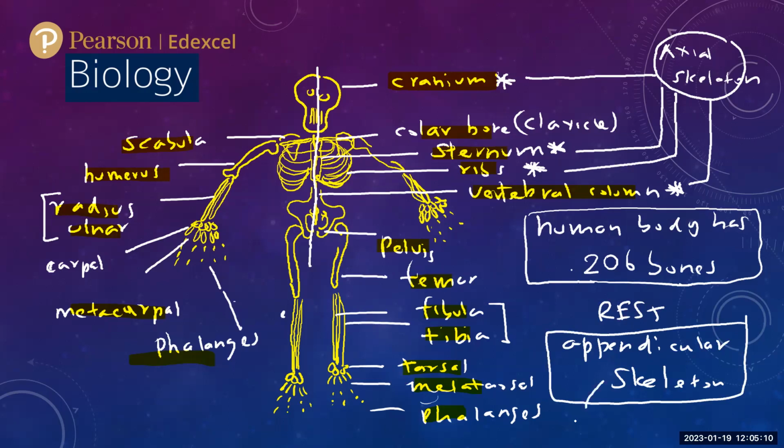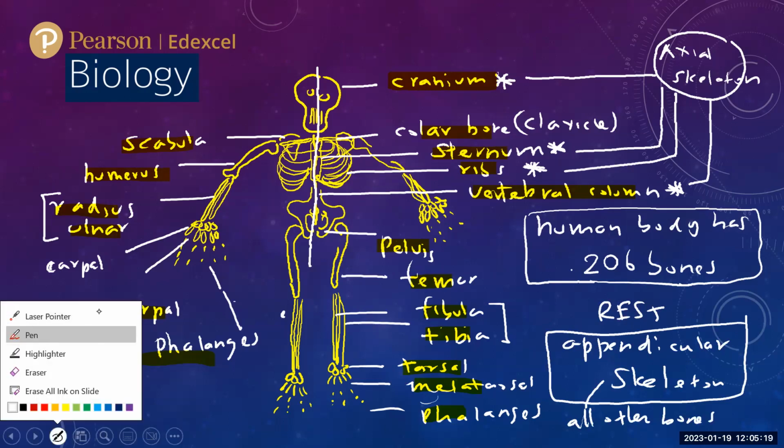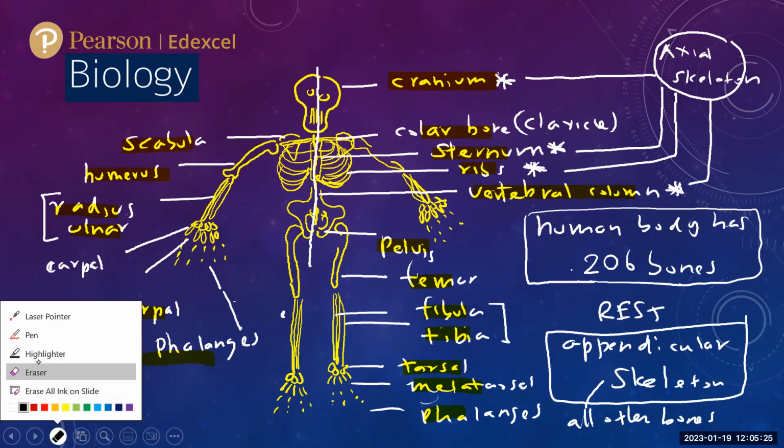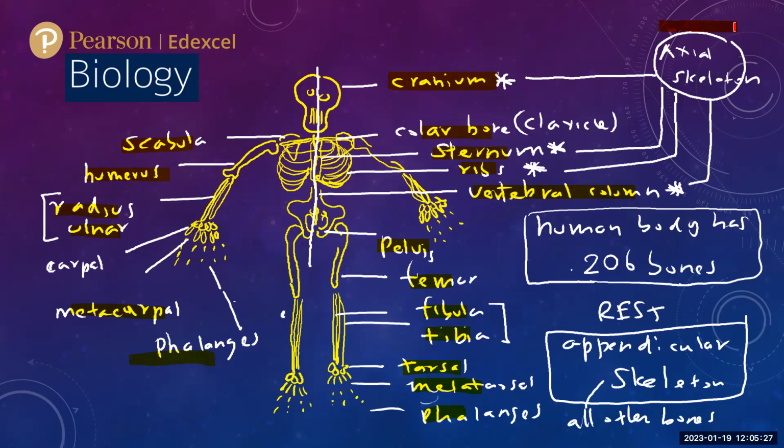All other bones, right? All other bones. So we can then divide the skeletal system into the appendicular skeleton and the axial skeleton.